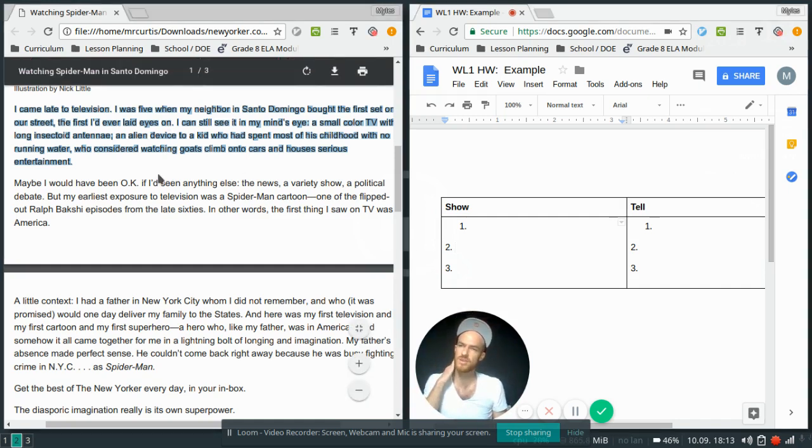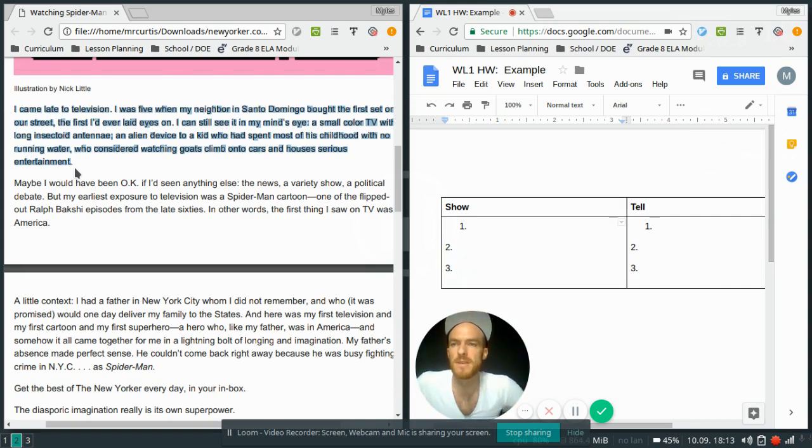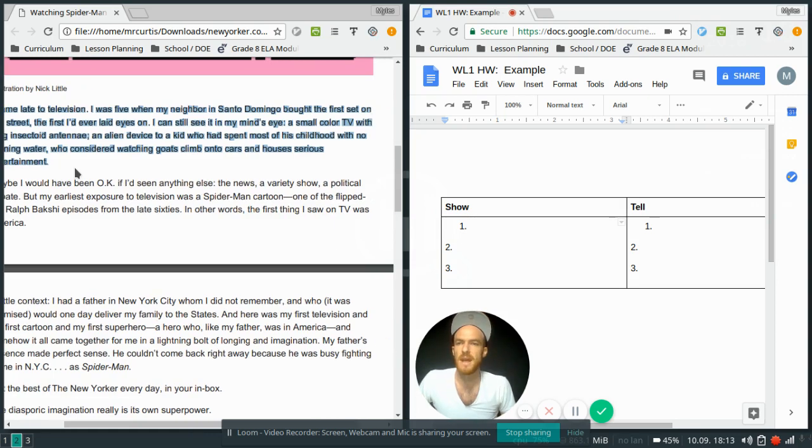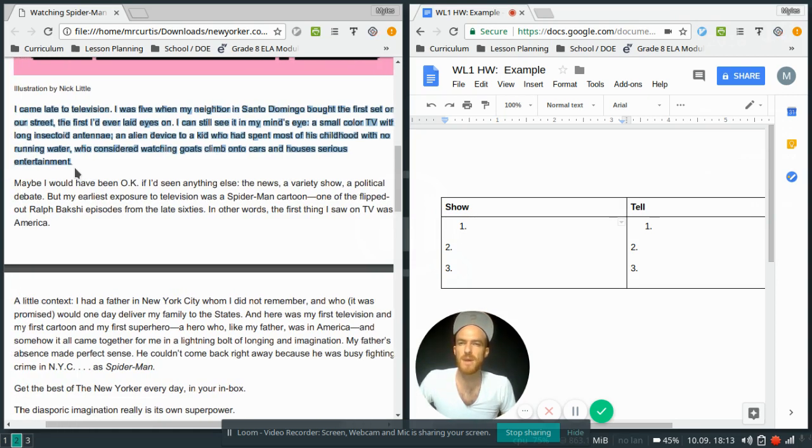So let's put it into action. I'm going to read this first paragraph, and then I'm going to go through and pick out what details I found were examples of show don't tell. Diaz starts off: "I came late to television. I was 5 when my neighbor in Santo Domingo brought the first set on our street, the first I'd ever laid eyes on. I can still see it in my mind's eye, a small color TV with long insectoid antennae, an alien device to a kid who had spent most of his childhood with no running water, who considered watching goats climb onto cars and houses serious entertainment."